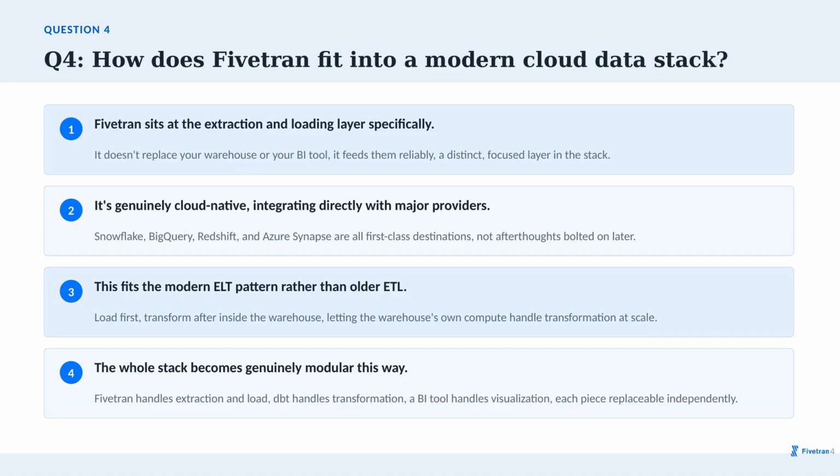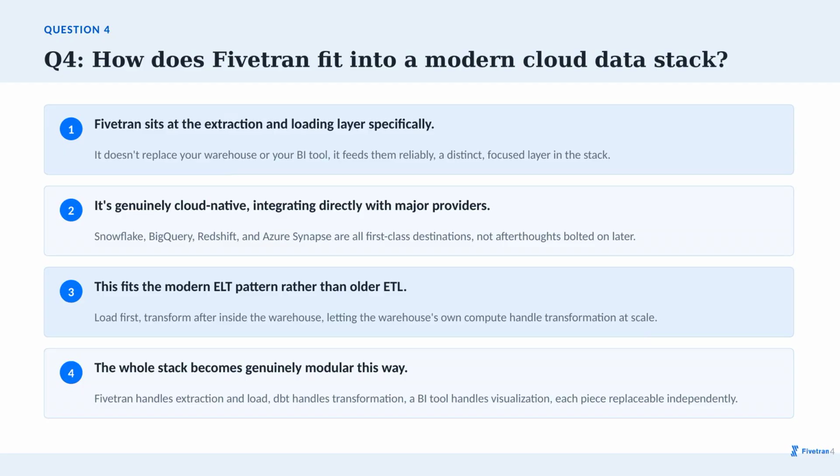Fivetran sits at the extraction and loading layer specifically. It doesn't replace your warehouse or your BI tool. It feeds them reliably, a distinct, focused layer within a larger stack. It's genuinely cloud-native, integrating directly with major providers. Snowflake, BigQuery, Redshift, and Azure Synapse are all first-class destinations, not bolted on as an afterthought. This fits the modern ELT pattern rather than older ETL, load first, transform after inside the warehouse itself, letting the warehouse's own compute handle transformation at genuine scale.